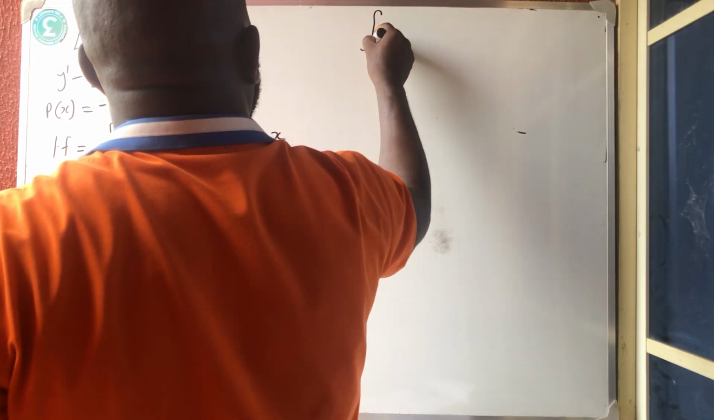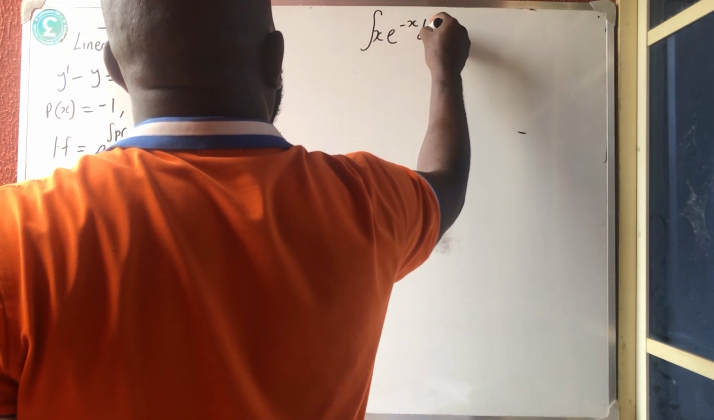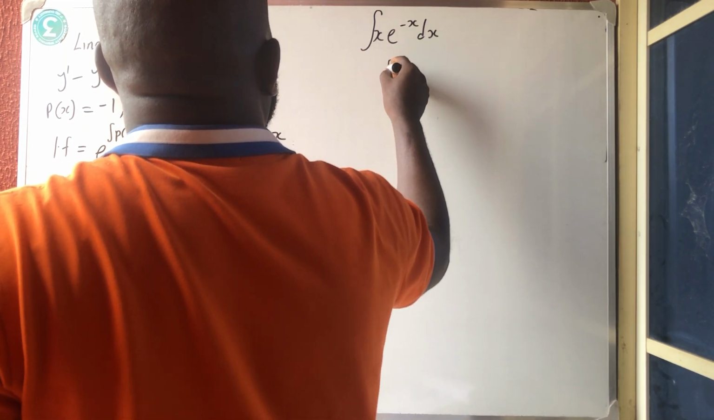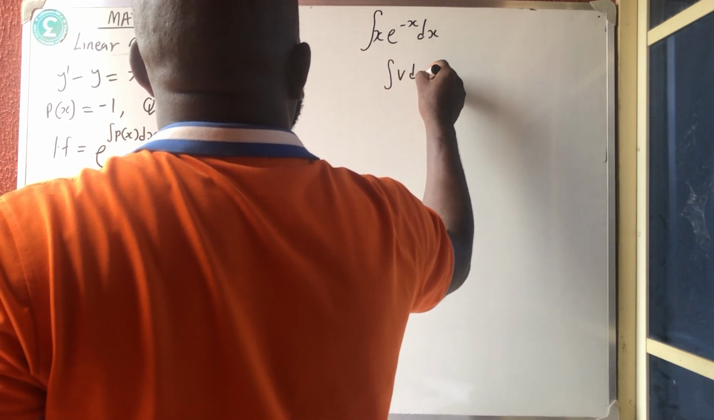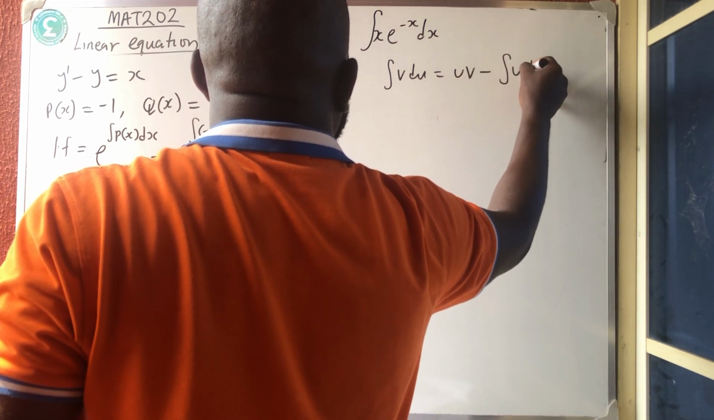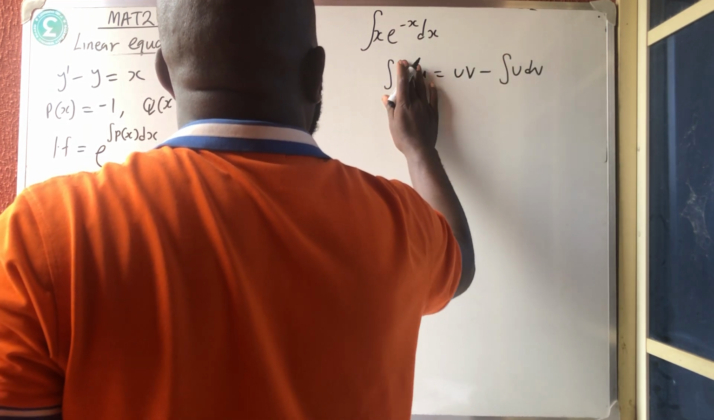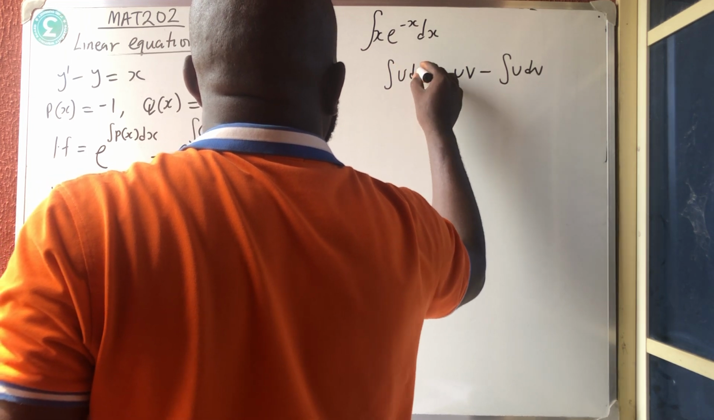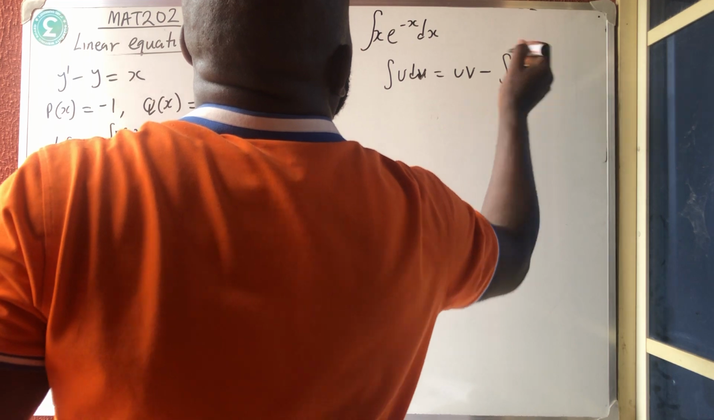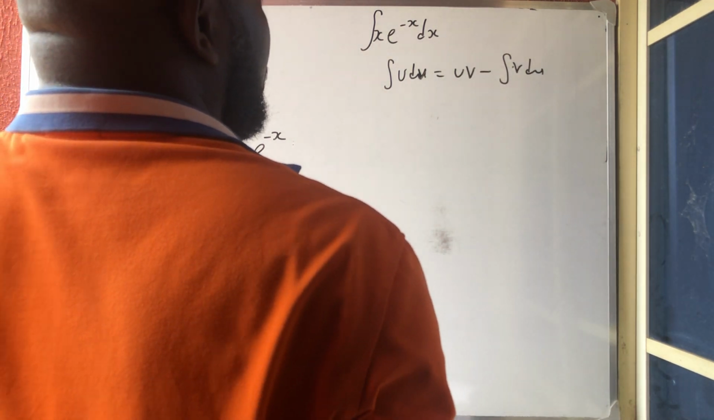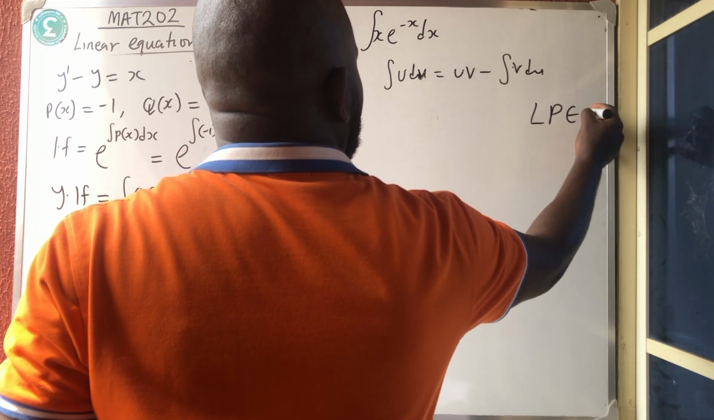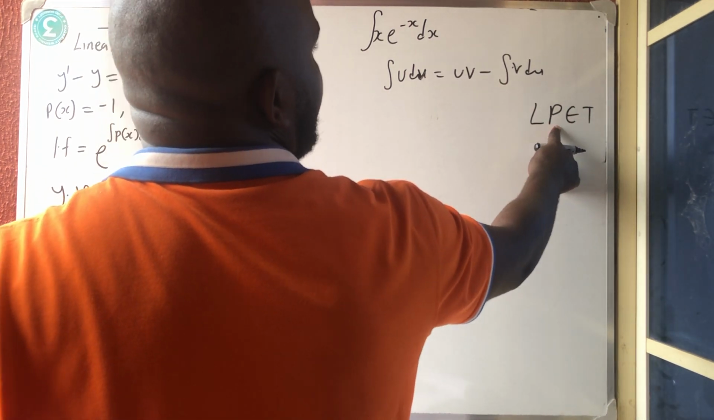The integral of x e raised to the power minus x dx. Don't forget that integration by parts says the integral of u dv is equal to uv minus the integral of v du. Now, how do you get u? You get u by an algorithm that says ladies like pets. Ladies like pets.